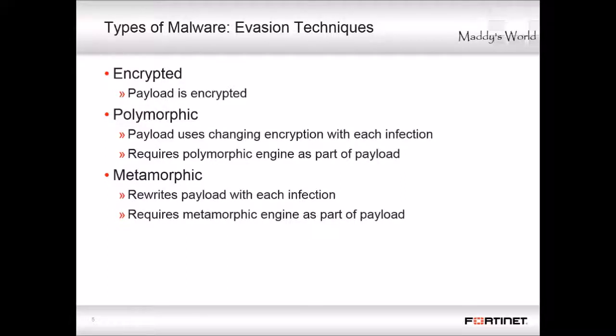Two methods of evasion which are much harder to detect are polymorphic and metamorphic. Polymorphic means that the software will encrypt itself with a different key each time it is transmitted. Metamorphic means the payload itself, the code, will rewrite itself with each new infection. Both of these methods require that the software include an engine that accompanies the payload. This greatly increases the size and complexity of the virus.